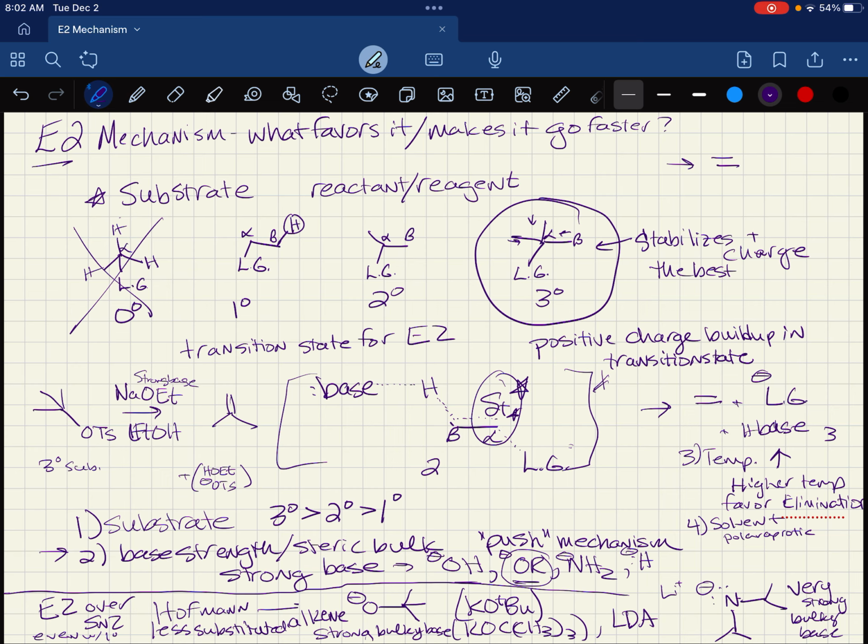So that's it. Tertiary is fastest with E2. We need a strong base. If that strong base is one of our bulky bases, we're really going to favor E2 over SN2, even with a tertiary substrate, and we're also going to get that Hofmann product. Higher temperature is going to favor elimination in general, E1 and E2. And while a polar aprotic solvent is the best, you will often see polar protic solvents used, such as the alcohol conjugate acid of the base that's being used.